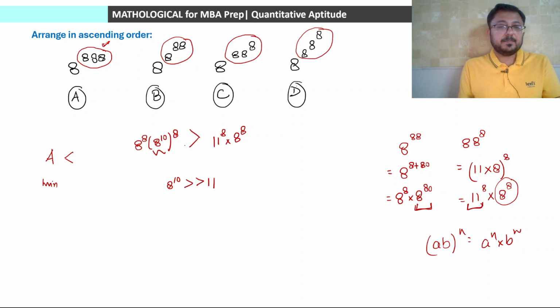So this number will be much greater. So B is greater than C. Between B and D, let's compare. B is 8 to the power 88, and D is 8 to the power 8 to the power 8.